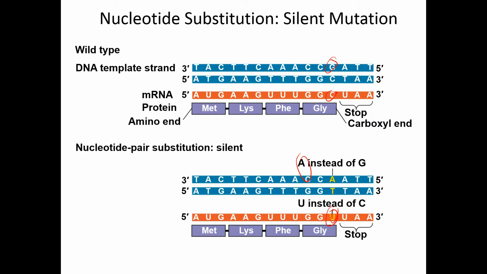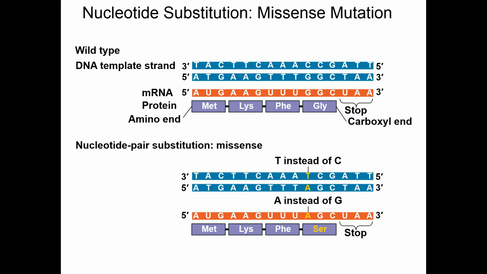But look at it, GGC and GGU. They both encode for glycine, so the same amino acid. Again, this ties back in with the redundancy of the genetic code. This wobbly base here allows for most amino acids, you can change the third letter of the codon, and for most amino acids, you end up with the same amino acid.